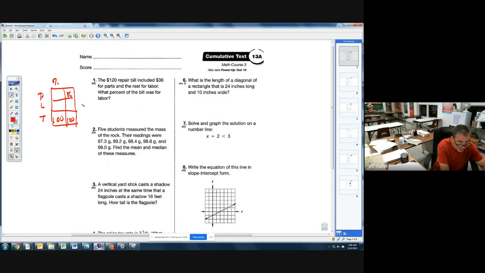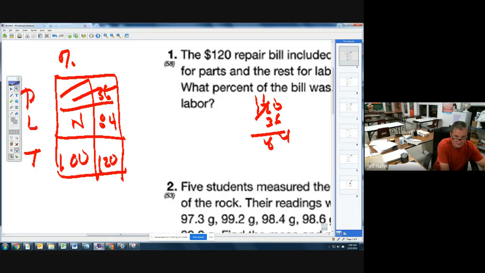So we just do our little subtraction. If you take $120 minus $36, you are going to get, looks like $84 for labor. So we need to figure out what this little box is here. I'm going to blow this up a little bit so we can see it here. So we just make a fraction out of this. What number over 100 is going to equal 84 over 120.